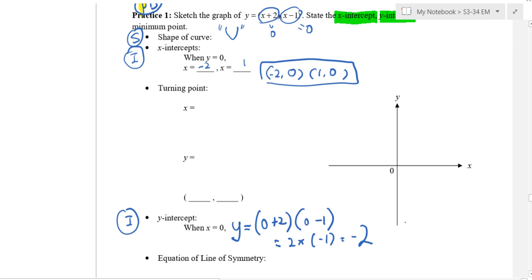So it's negative 2. So this is the problem when you always don't want to write the intermediate step. Also no use. Wrong means wrong. So the answer is negative 2. But not good enough. Not good enough. You have to write down the coordinates. 0, negative 2, even though no mark. But it's good to write.